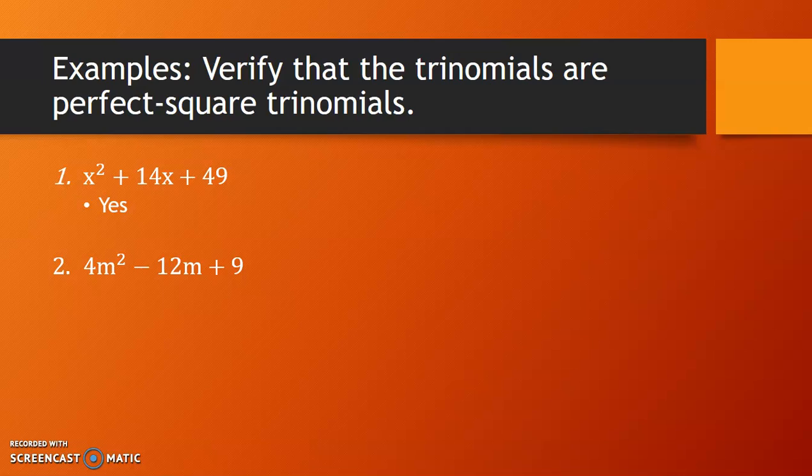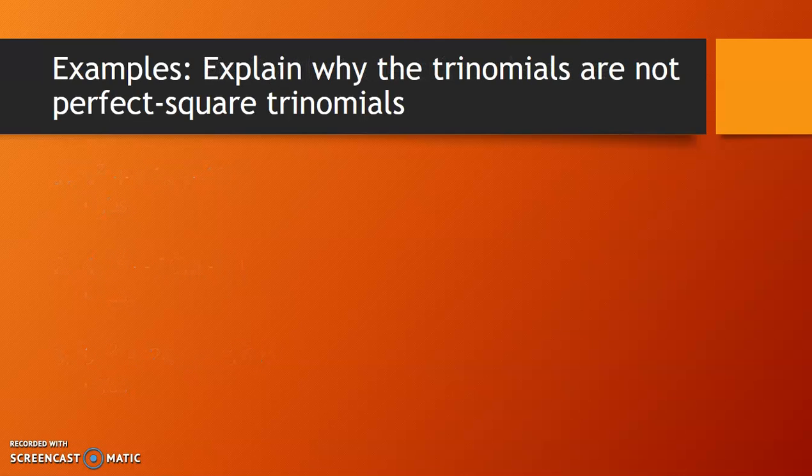For this one, I square root that 4m squared, I get 2m, and I square root 9, I get 3. So I'm thinking 2m times 3 would be 6m. If I double that, I get 12m, so it does match that middle term, so this is also a yes. For this last one, the square root of 9x squared would be 3x, and then the square root of 16y squared would be 4y. So 3x times 4y would be 12xy. Double that, double the 12, you get 24xy. So again, this is a yes.